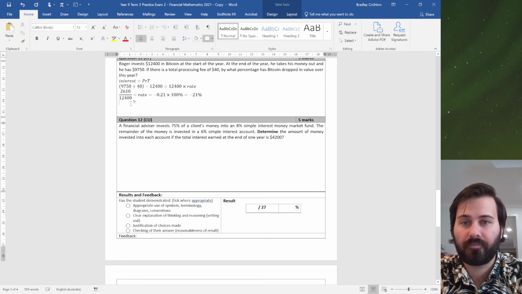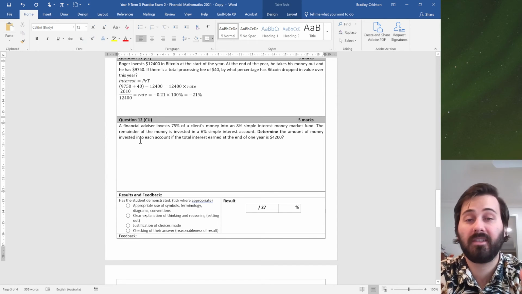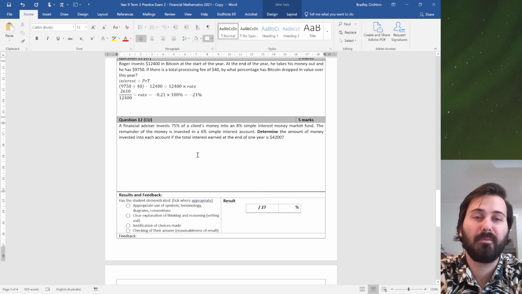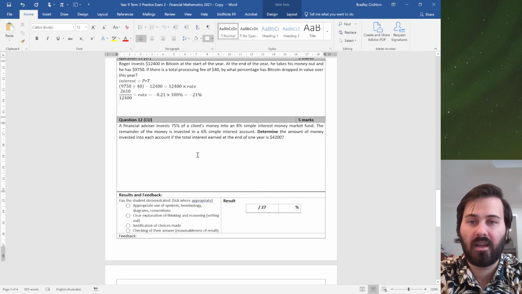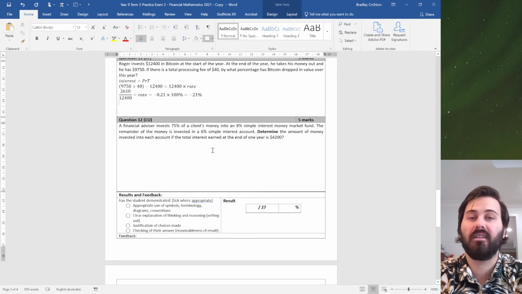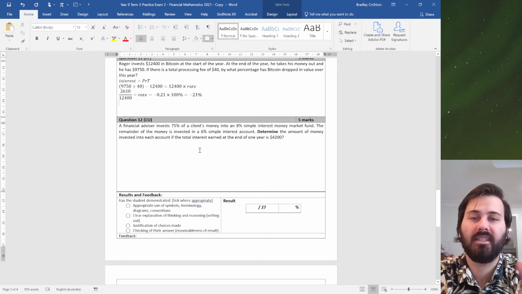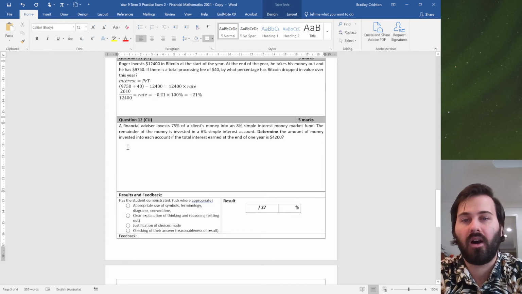Question 12. A financial advisor invests 75% of a client's money into an 8% simple interest money market fund. The remainder of the money is invested in a 6% simple interest account. Determine the amount of money invested into each account if the total interest earned at the end of 1 year is 4,200. So I know a couple of things.